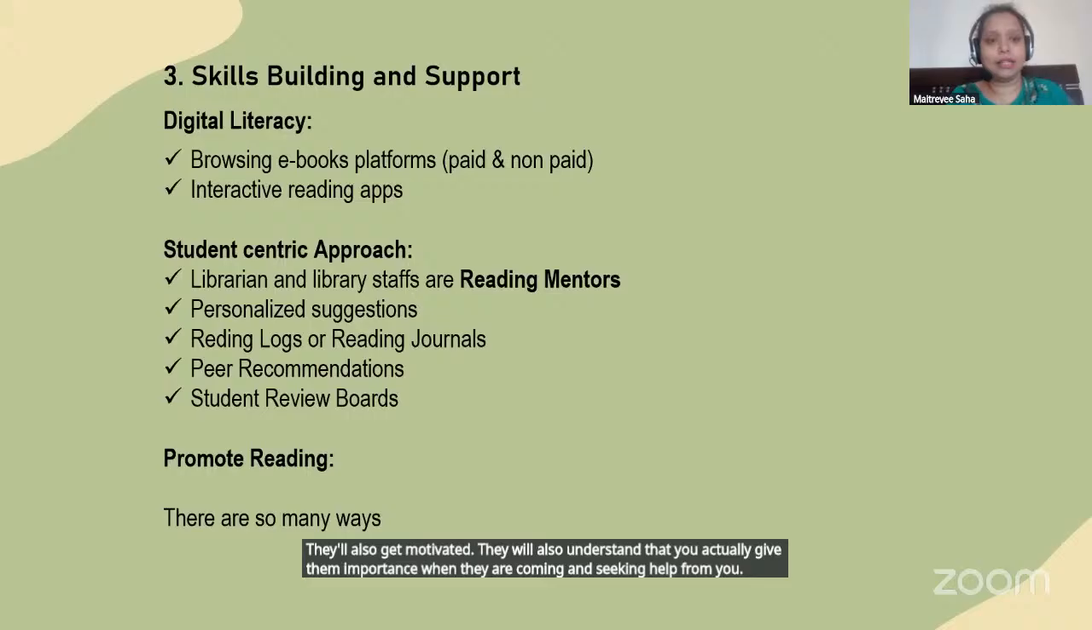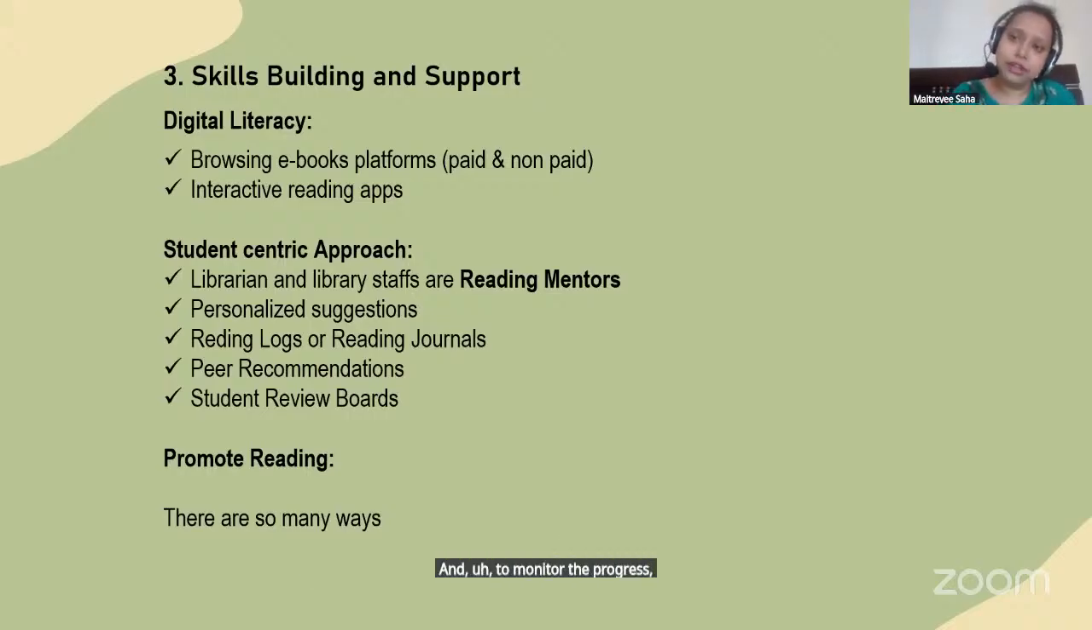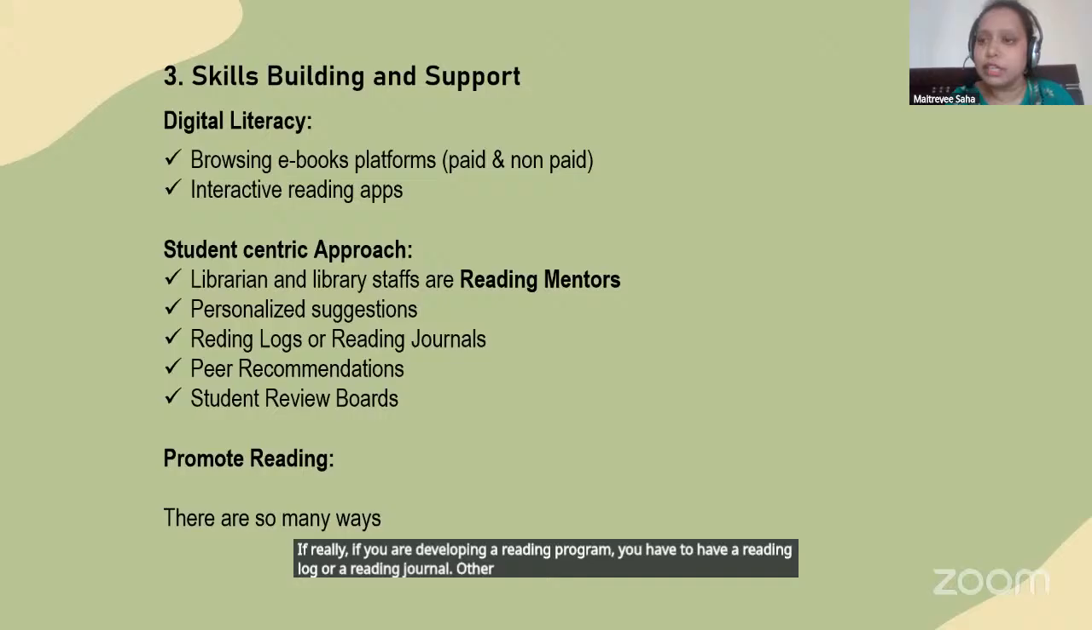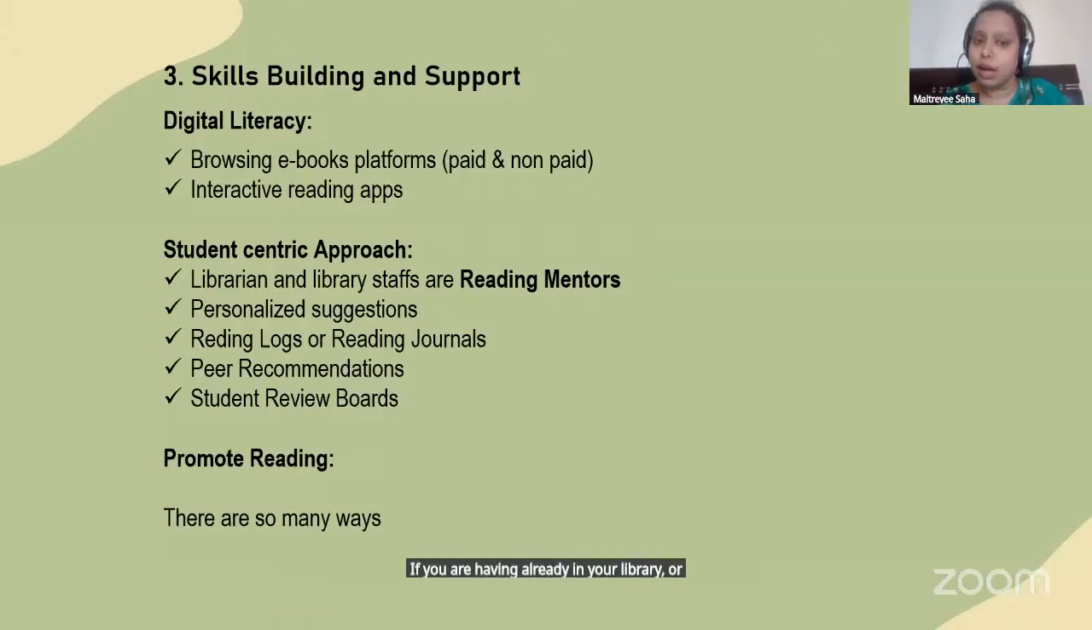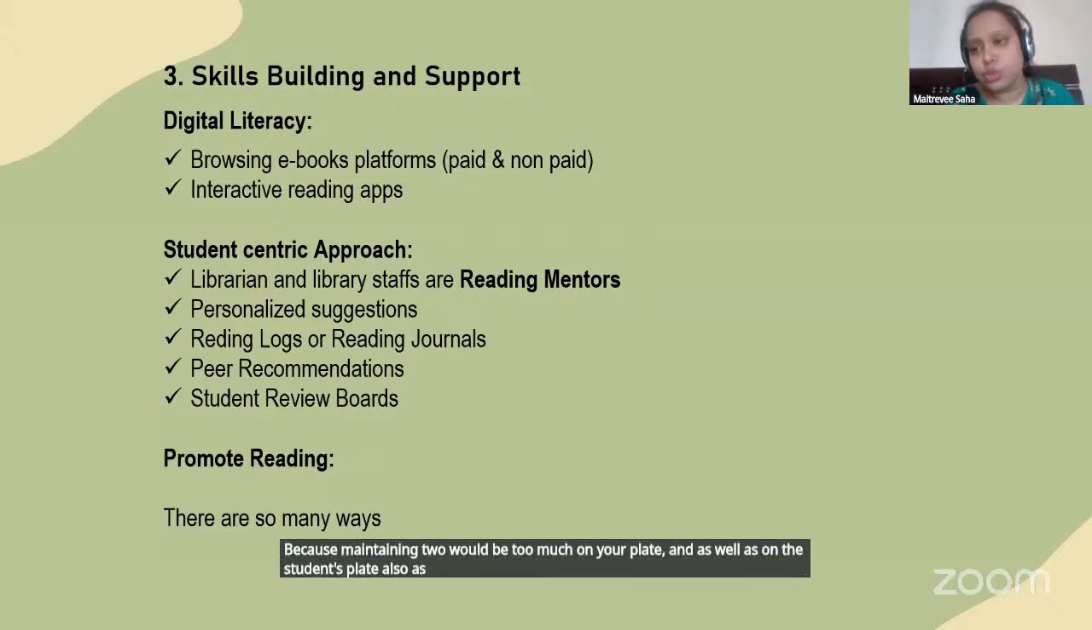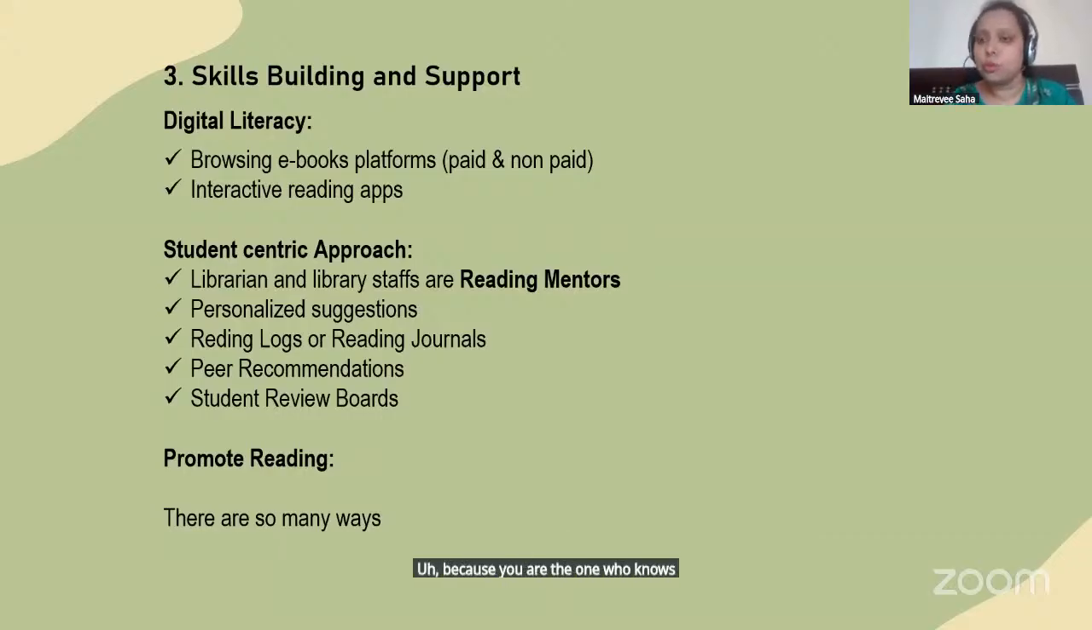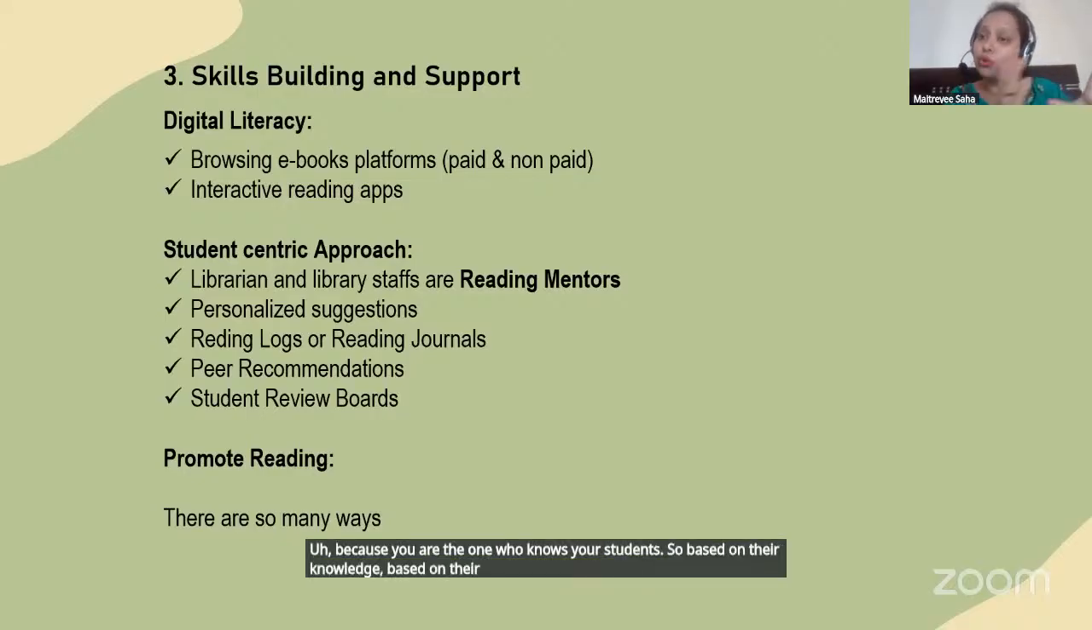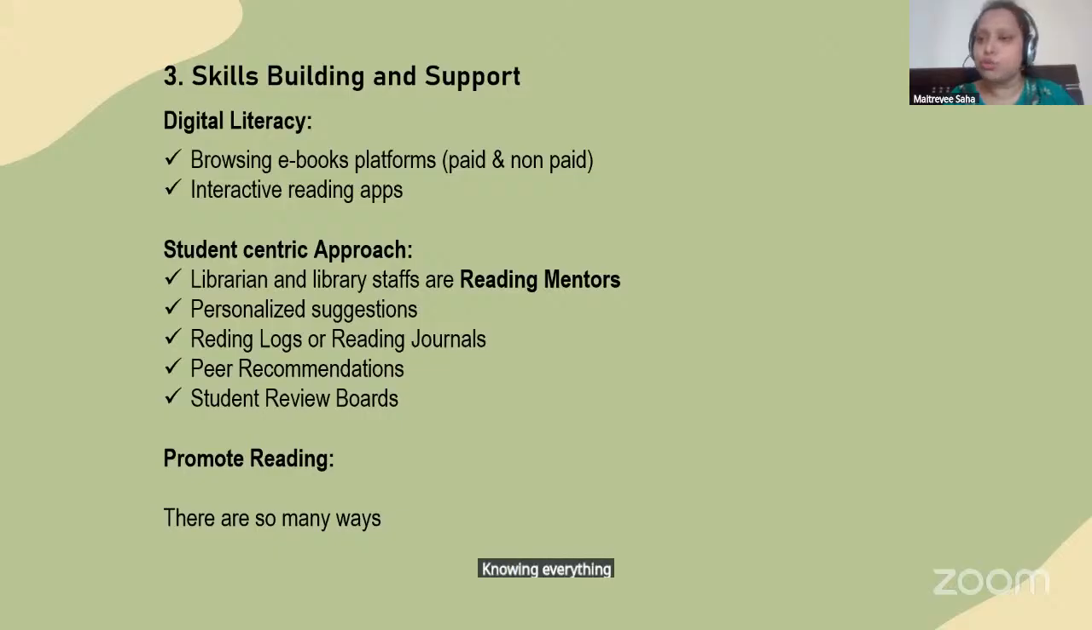And to monitor the progress, if you are developing a reading program, you have to have a reading log or a reading journal. Otherwise, it is difficult for us. I am not saying we have to have both. If you already have one in your library or you are planning to have one, then you can opt for one, because maintaining two would be too much on your plate as well as on the student's plate. So choose one which you like personally, because you are the one who knows your students. Based on their knowledge, their interest, their time frame, you can choose one and ask them to complete it, and that will help you to monitor their progress.